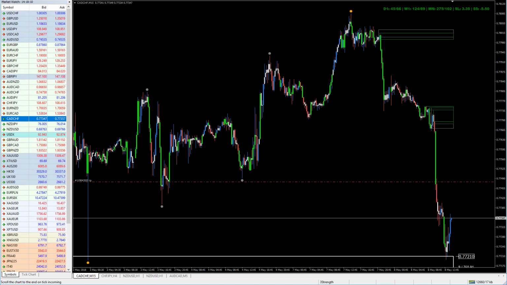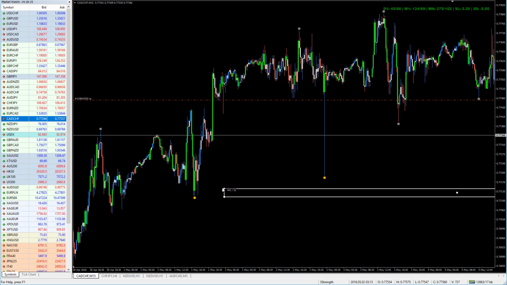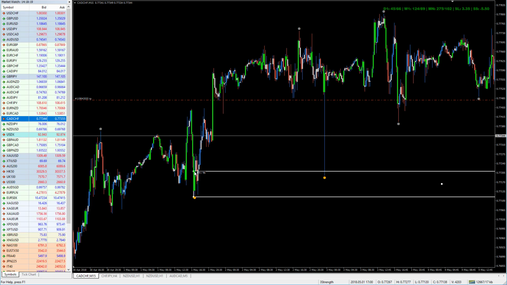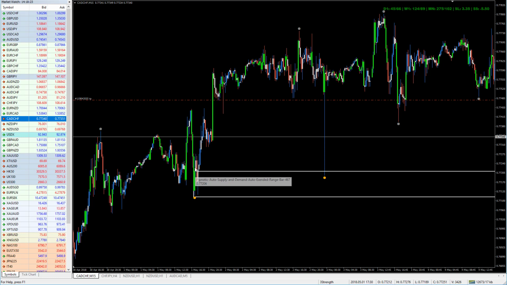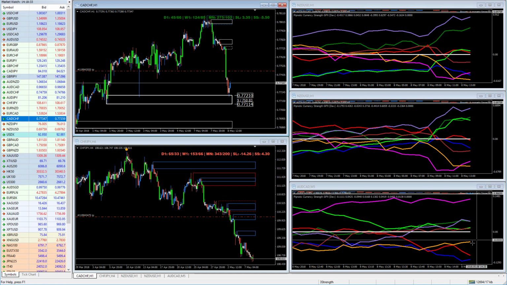Just to be on the safe side, we'll have another look on a smaller time frame. Let's have a look. You can see that's pretty clear. You can see how price went down. We have the bodies here. Price moved up, and then it cut away from here and here. So this is fine. And now you can see on the strength what's happening.